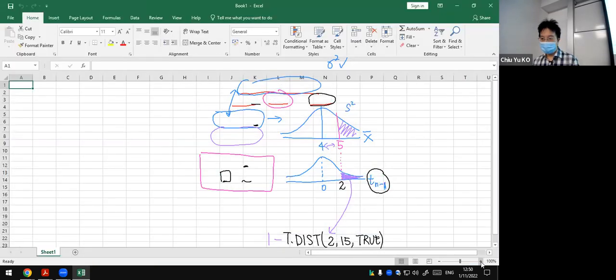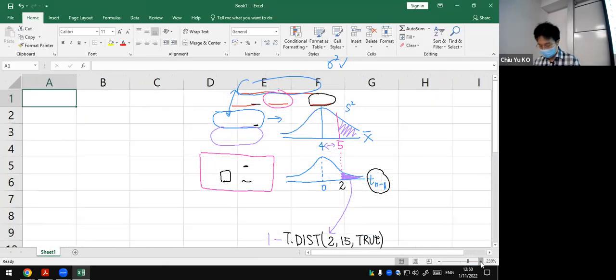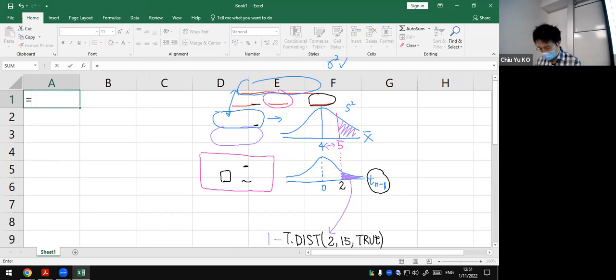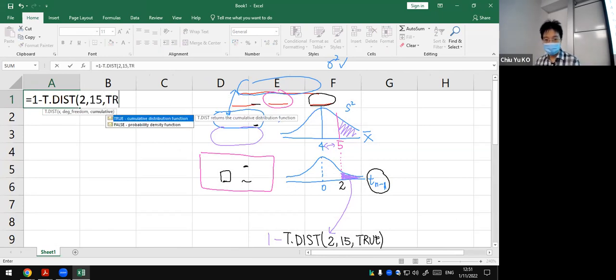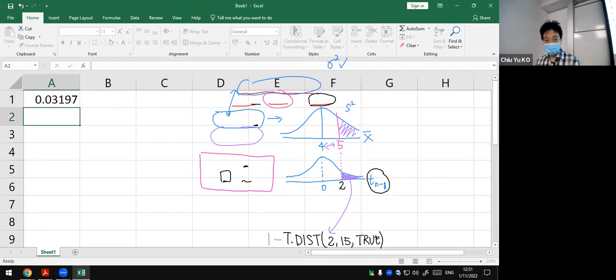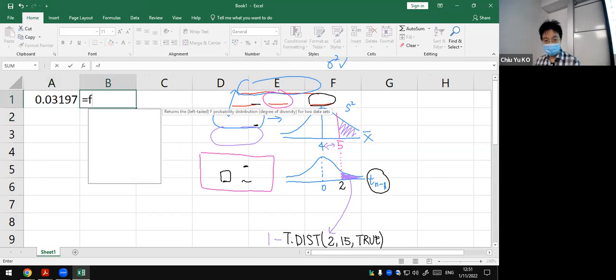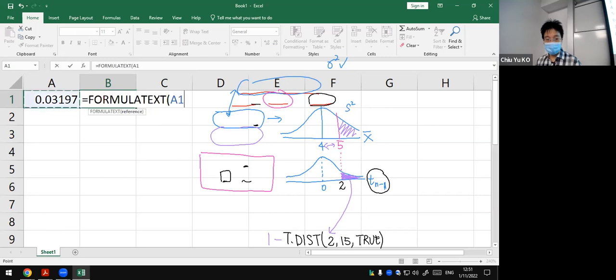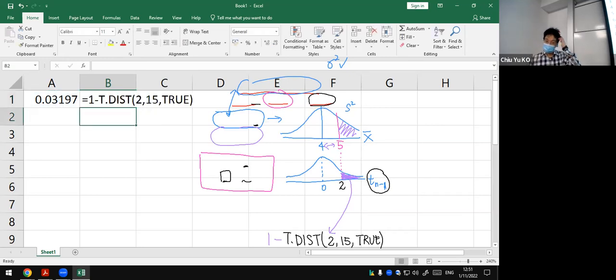So what I'm doing is I will do this: 1 minus T.DIST, with 2, 15, and true. And you can see the answer is like 0.03, which is less than 5%.